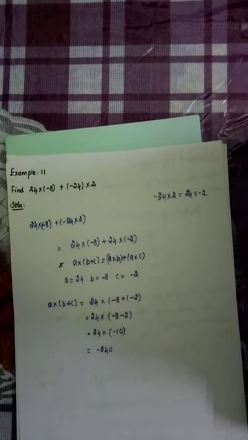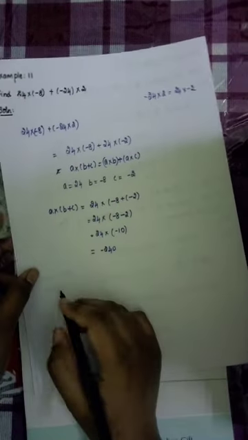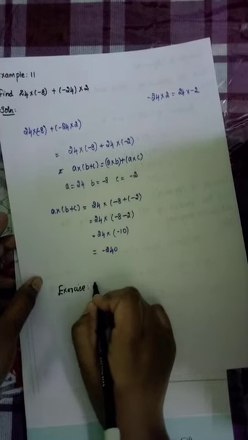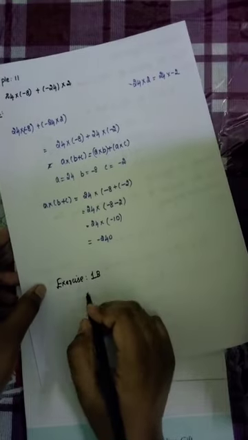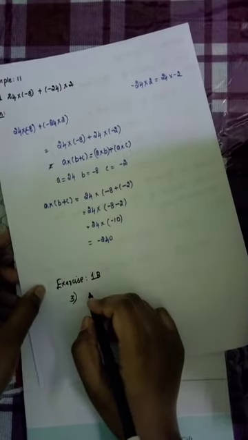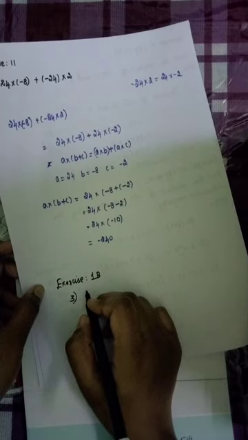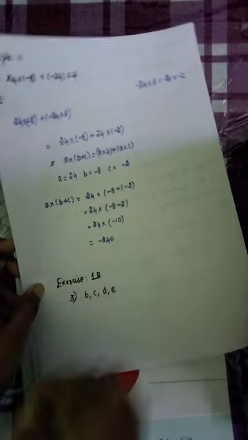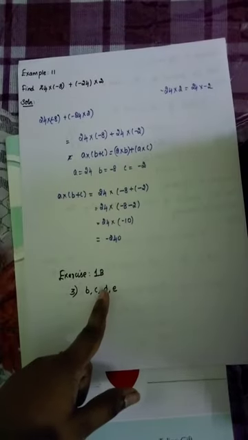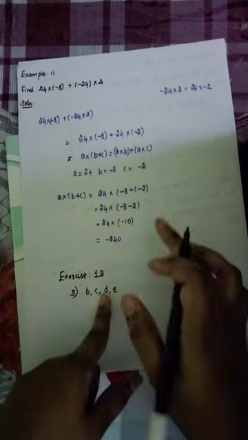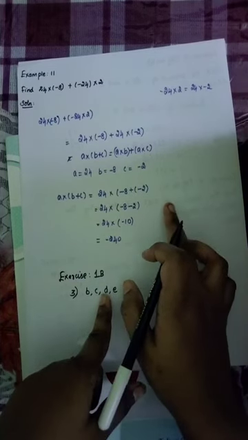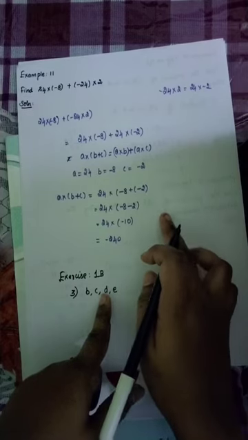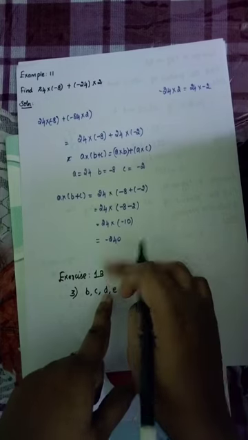Okay, this is about today's class. Next, our homework. Homework is exercise 1B, from the third question, parts B, C, D and E. D I have already given. Many of you made mistakes in this question, so do it again using this method, the example 11 method. B, C, D and E. Again, you solve the sum.